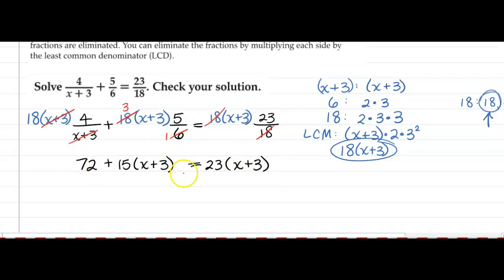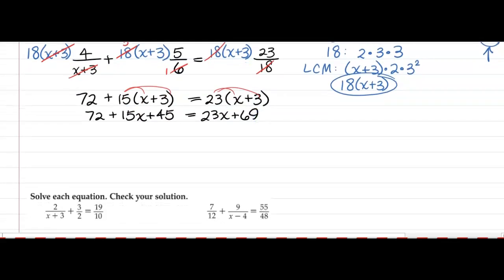Already, this equation looks much more simple than what we started with because we don't have fractions anymore. This kind of takes us back to Algebra 1 when all we have to do is distribute and combine like terms. So we have 72 plus 15x plus 45 equals 23x plus 69. And then we continue to solve. I'm going to subtract 15x from both sides.